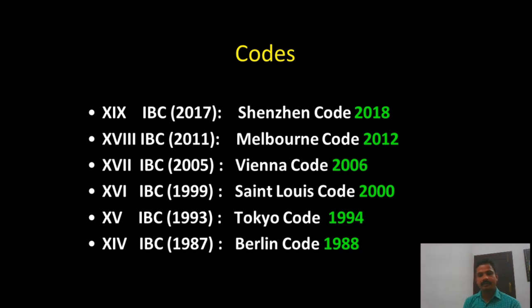So these are the recent codes. Shenzhen Code 2017, IBC, published in 2018. Then Melbourne Code, 18th IBC in 2011, the code made effective from 2012 January 1st. Then Vienna Code 2005, 17th IBC. St. Louis Code 1999, 16th IBC. Tokyo Code 1993, 15th IBC. Berlin Code 1987, 14th IBC.